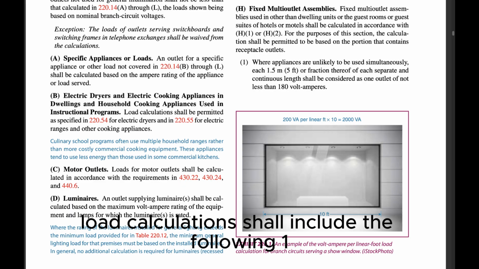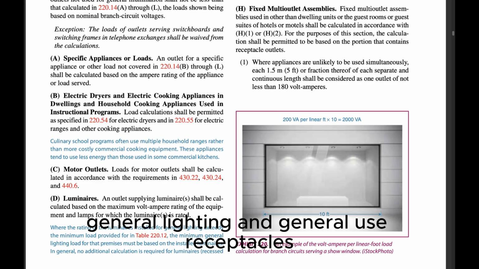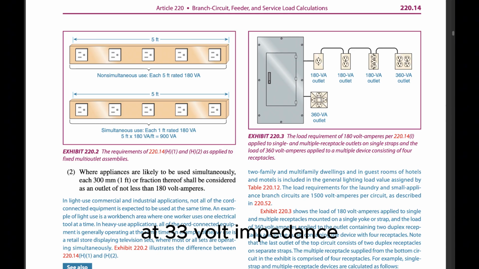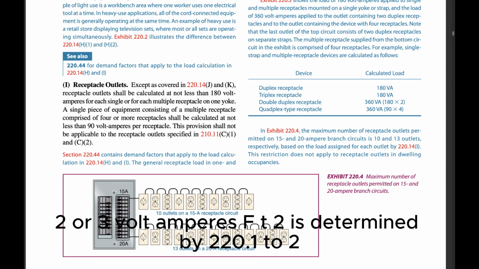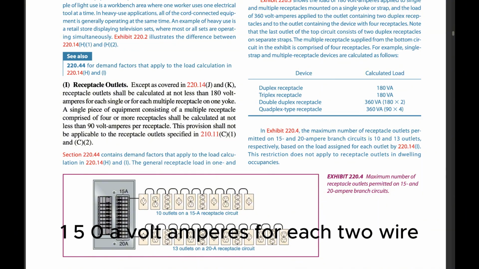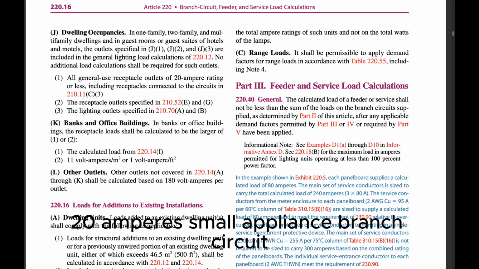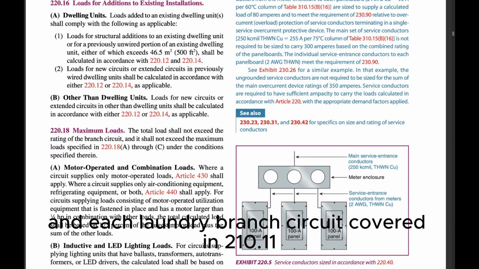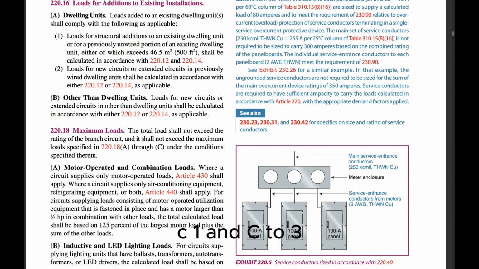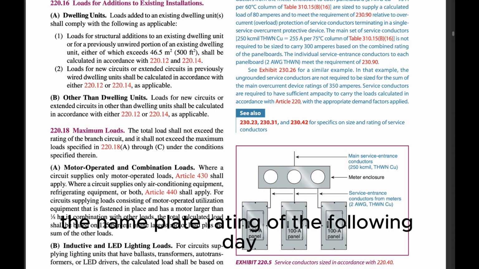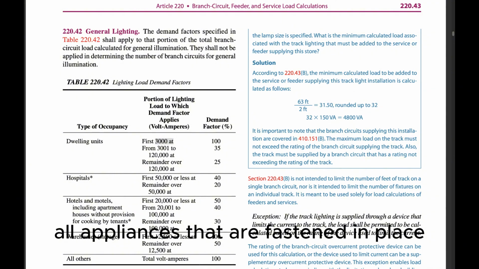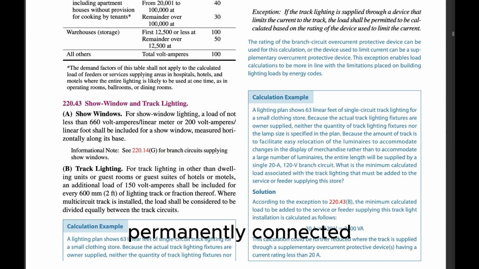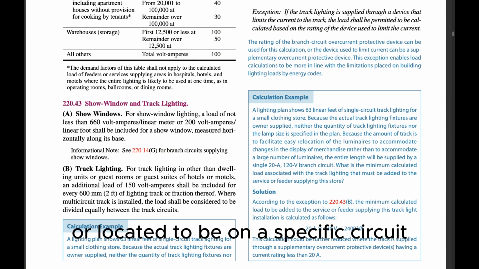Load calculations shall include the following: 1. General lighting and general-use receptacles at 33 volt-amperes per square meter or 3 volt-amperes per square foot as determined by 220.12. 2. 1500 volt-amperes for each 2-wire, 20 ampere small appliance branch circuit and each laundry branch circuit covered in 210.11(C)(1) and (C)(2). 3. The nameplate rating of the following: A. All appliances that are fastened in place, permanently connected, or located to be on a specific circuit. B.